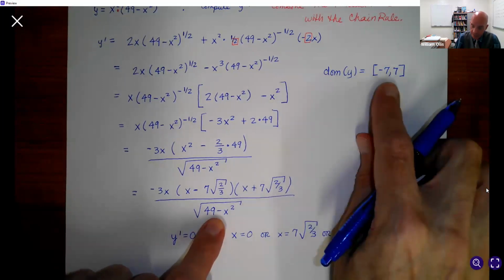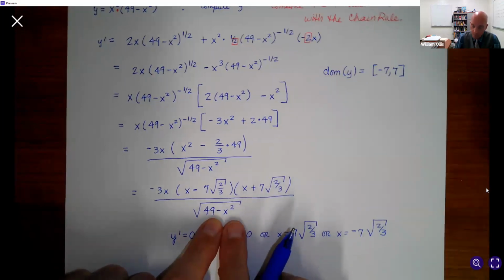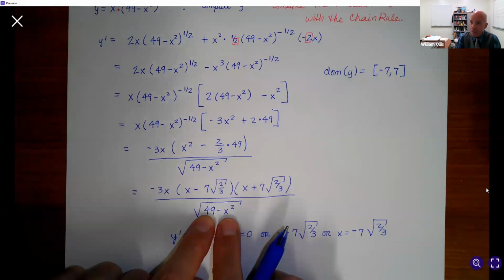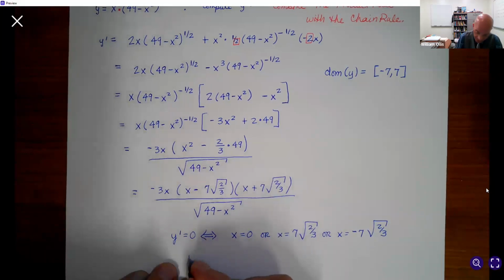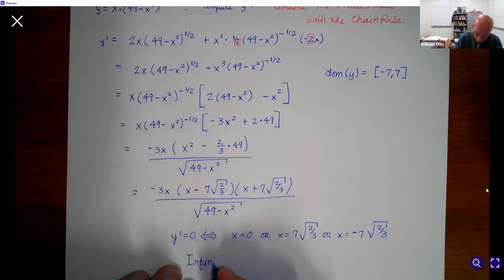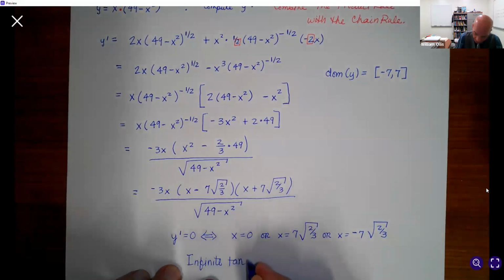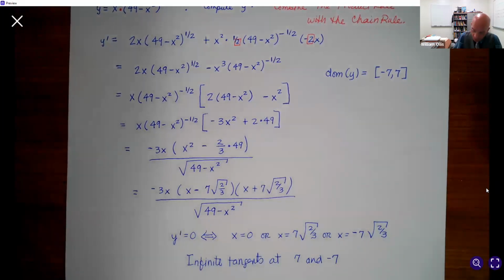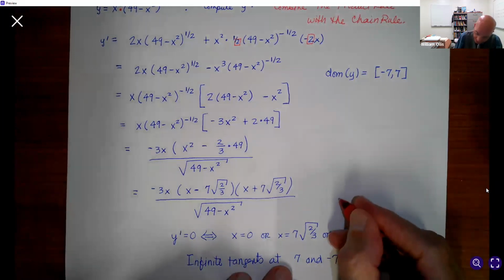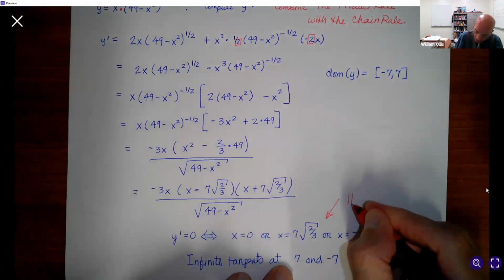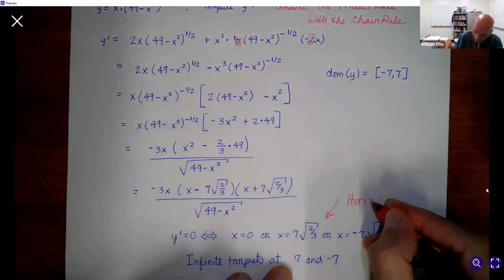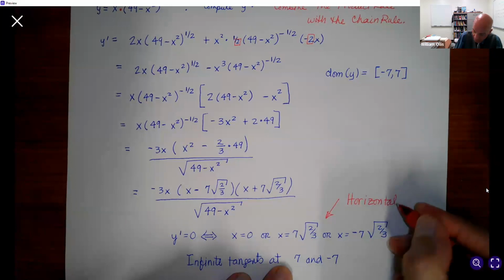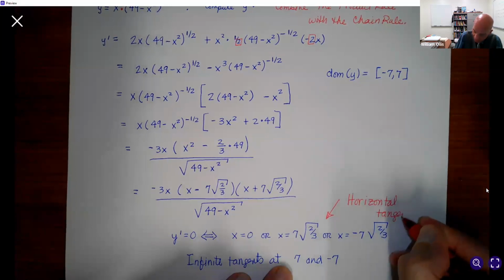And since -7 and 7 are in the domain, we also have infinite tangents at 7 and -7. Now, of course, these are the zeros, and this I can note as horizontal tangents. That's where they exist. I'm not asking for the points here.